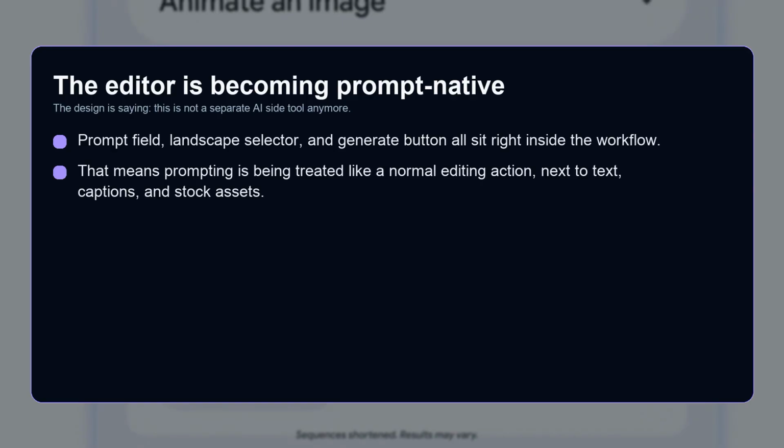The final birthday title is also doing more work than it looks like. Google is showing that the AI result is not the end of the process. It is the starting block. You generate the clip, drop it into the project, add your title, trim it, and keep moving. That is a better narrative than one-click magic because it feels believable.